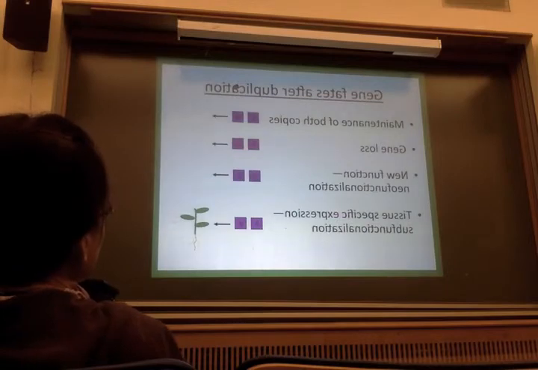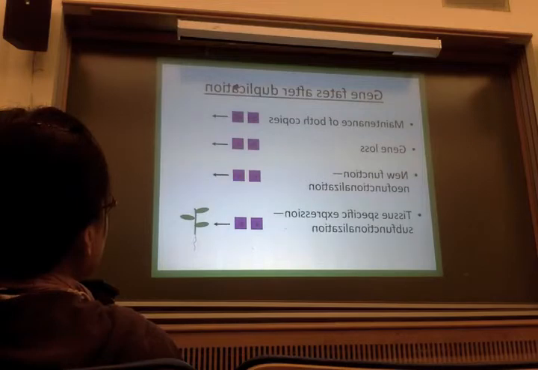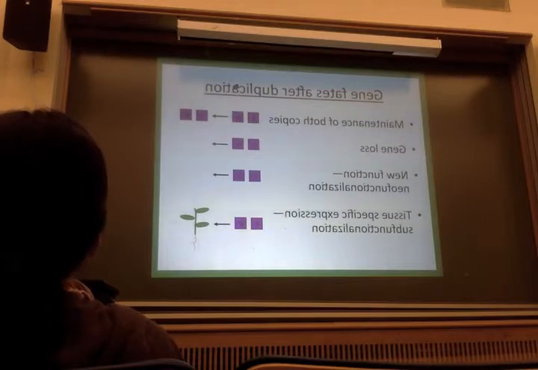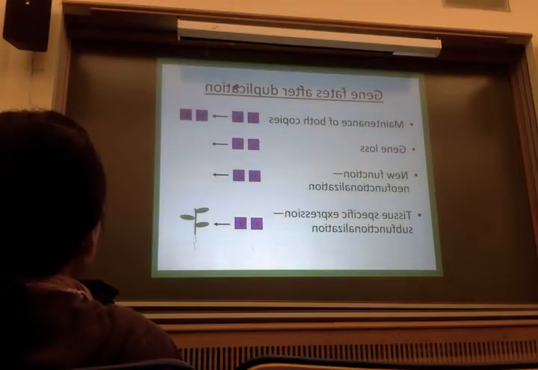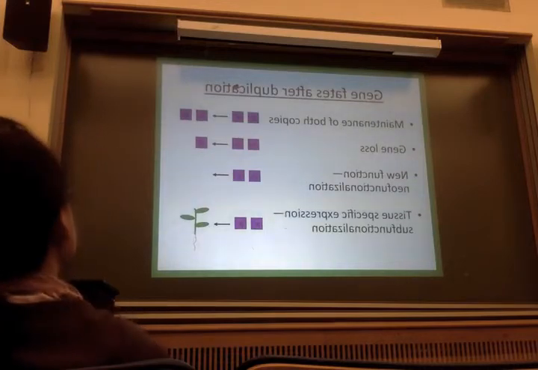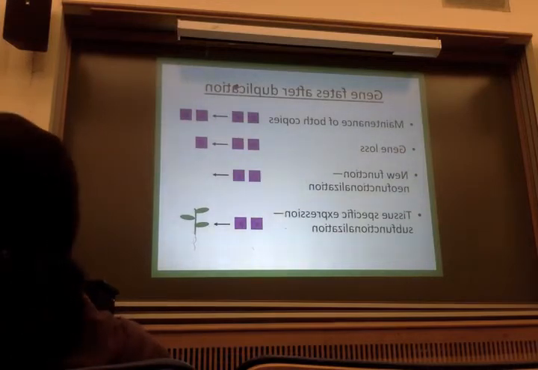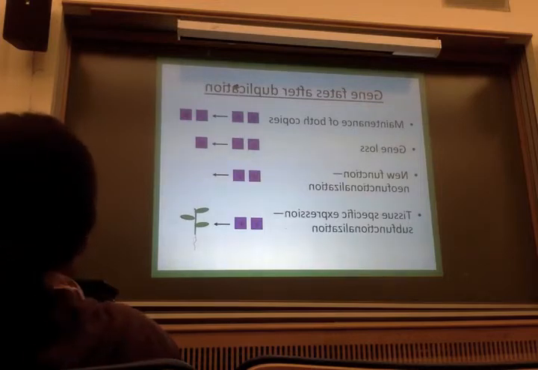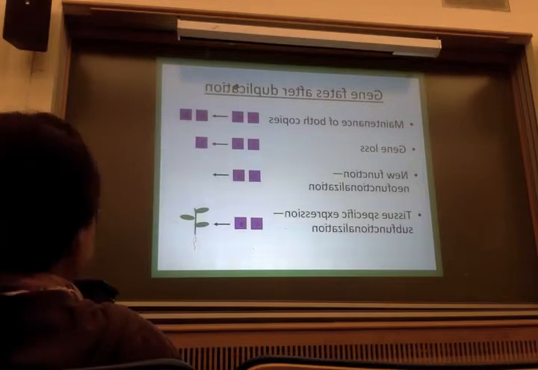And following duplication, we can get several different gene fates that occur. So we could get the maintenance of both copies. We have copy A and copy B, and they are redundant. They do the same thing. They do the same function that the original gene before it duplicated did, and so we have those 2 copies that are maintained. We could get gene loss, and that's where one copy acquires mutations and becomes non-functional, becomes a pseudogene, and is eventually deleted from the genome. So we're just left with, again, 1 gene where we originally had 1 gene.